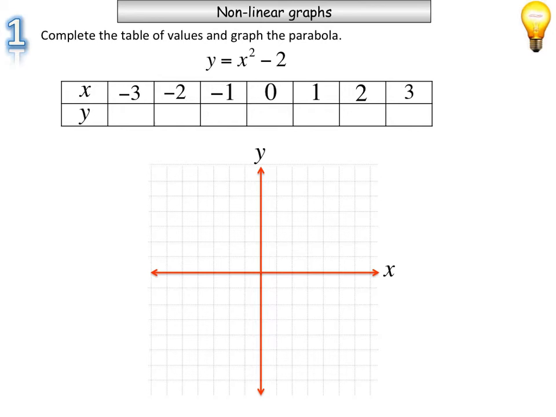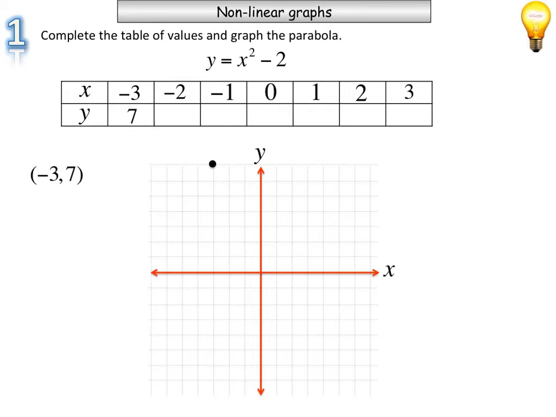Okay, with an example, copy the table of values and then sketch the parabola. So pause the video and have a go at answering this, and we'll see how close you get for the parabola.